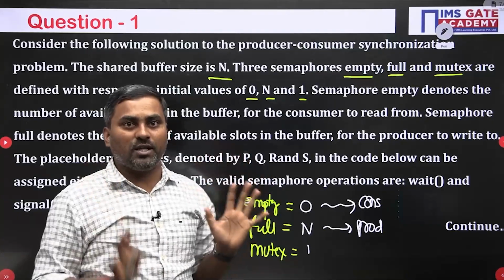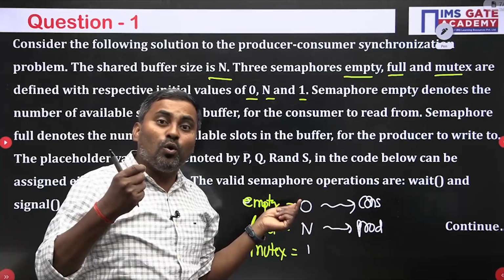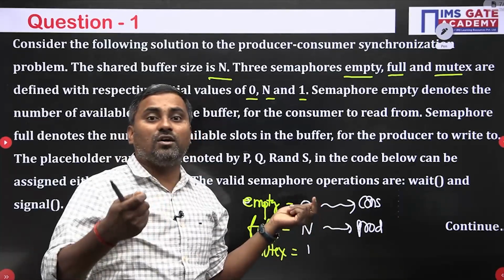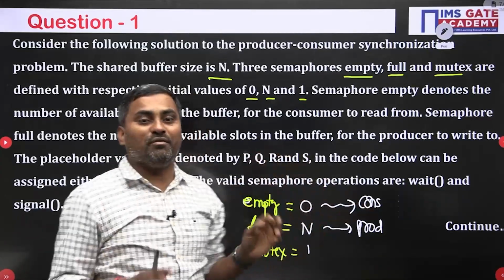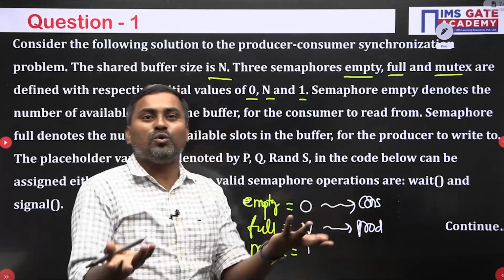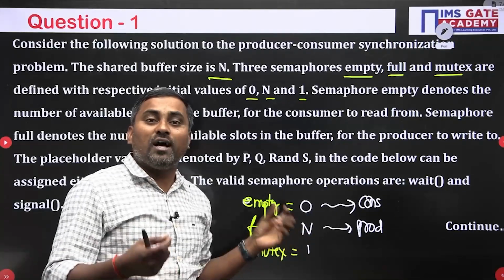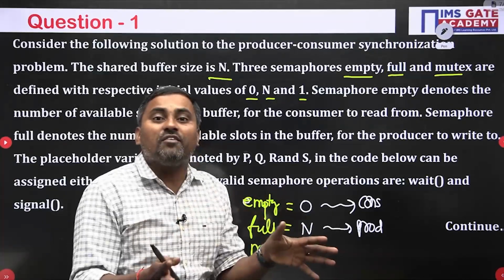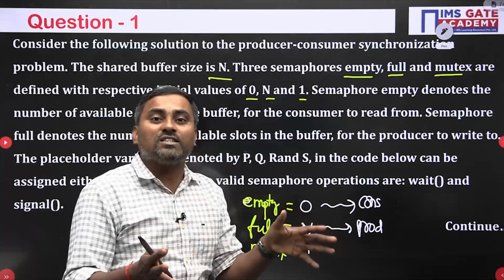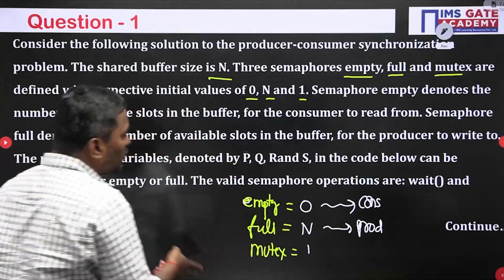Here empty equal to 0 is nothing but there are 0 items in the buffer, so you cannot consume anything. Full equal to n is nothing but there are n empty slots available to place information. You should understand the reverse. So accordingly you should place it now.